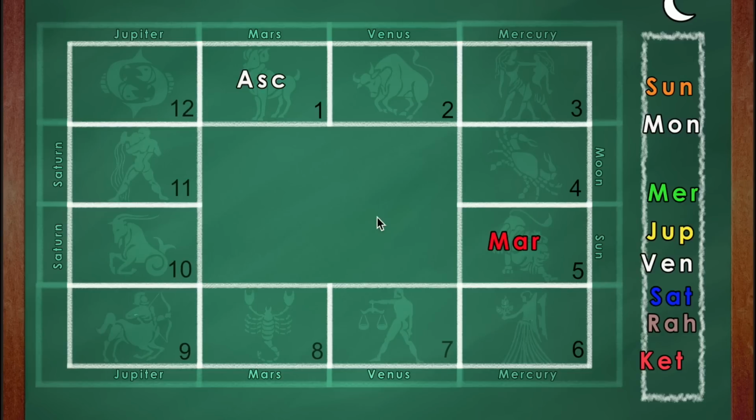Before going into what Sage Bhrigu has stated in Bhrigu Sutra, let me tell you a few things about Mars in the fifth house. Even without reading any book, you can guess a great deal about what Mars might do in the fifth house merely by knowing what the fifth house signifies. Of the many things that the fifth house signifies, it primarily deals with children.